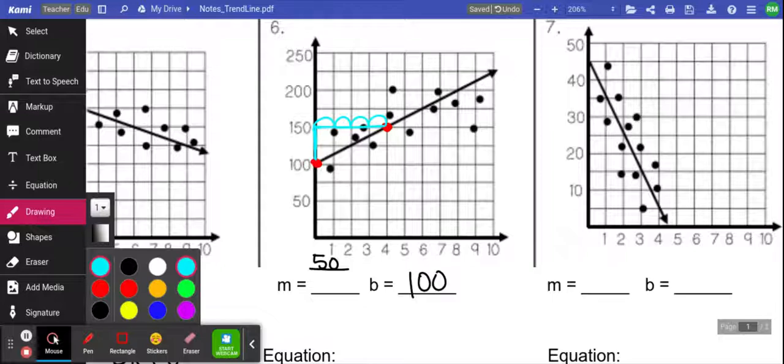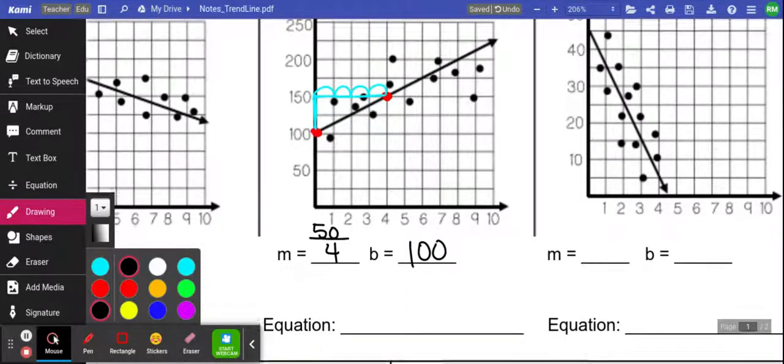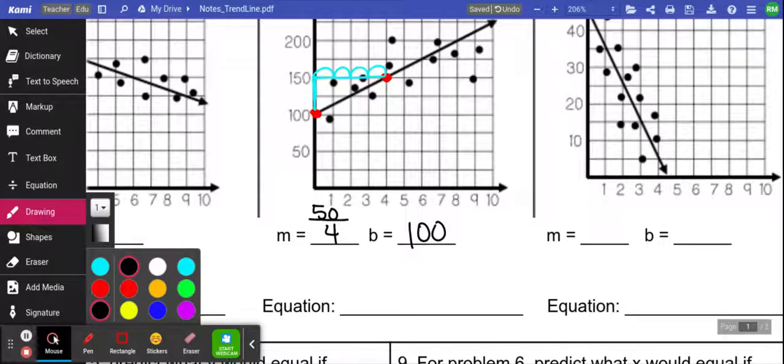Did we only go over 4? No. Because if we look at these numbers, they're only going up by 1. These are going up by 25. So 4 is underneath there. Can we simplify 50 over 4? 2 can go into both of those numbers. What's 50 divided by 2? 25. And 4 divided by 2? 2. That's our slope. It's positive. That's what we want. Let's write our equation.